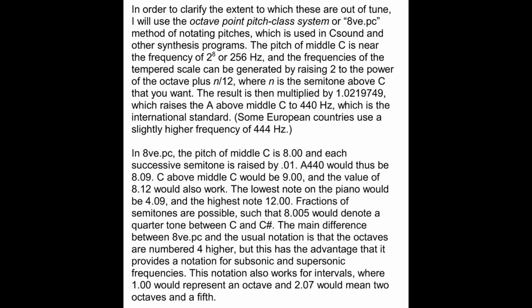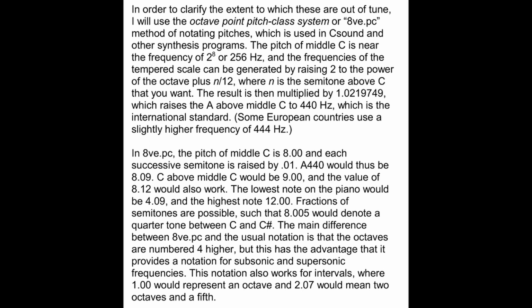The pitch of middle C is near the frequency of 2 to the 8th, or 256 Hz, and the frequencies of the tempered scale can be generated by raising 2 to the power of the octave plus n divided by 12, where n is the semitone above C that you want. The result is then multiplied by 1.02199749, which raises the A above middle C to 440 Hz, which is the international standard. Some European countries use a slightly higher frequency of 444 Hz.